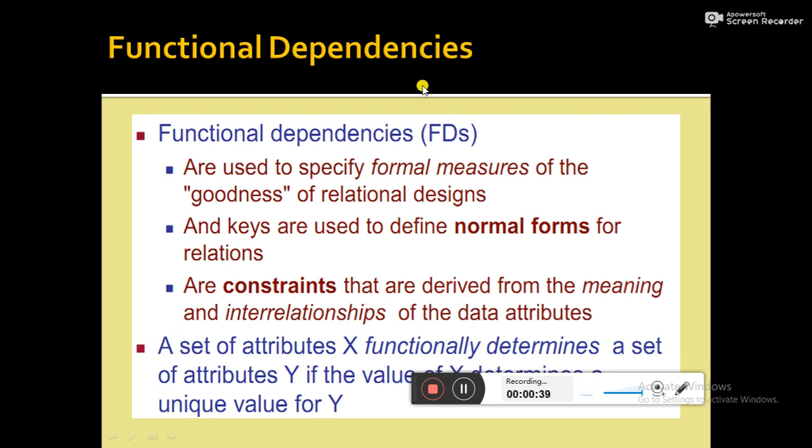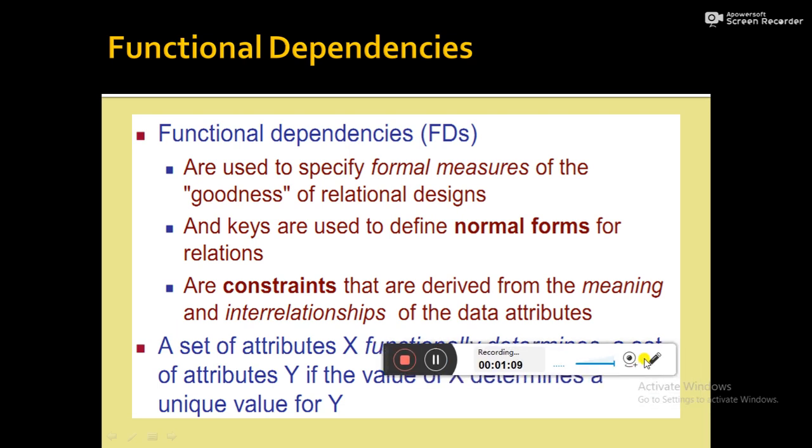As we know, in an RDBMS, a relation or a table contains multiple attributes, and these multiple attributes have a relationship among themselves in some way. Or we can say that these attributes have some kind of dependencies among themselves. Now, these dependencies or relationships among the attributes can be represented in the form of functional dependency.